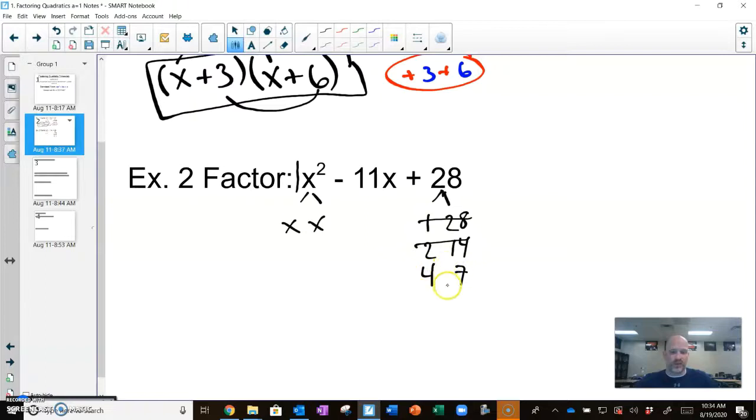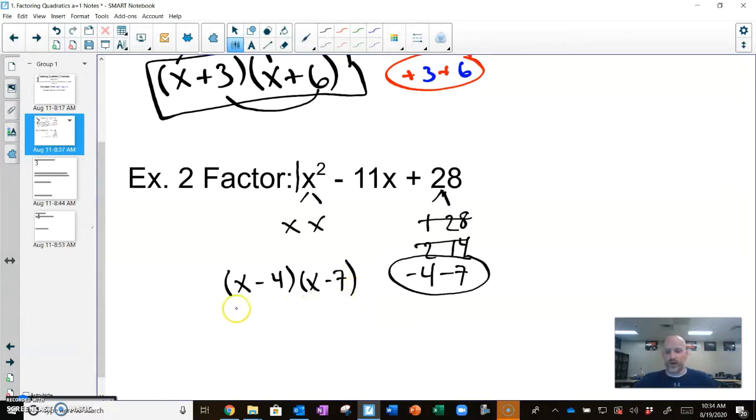But 4 and 7 I could combine to make 11, but I'd have to make it where it was actually negative 4 and negative 7, because negative 4 combined with negative 7 will give me negative 11, and if I multiply two negatives together, what do I get? A positive 28. So this will factor into x minus 4 times x minus 7, okay?